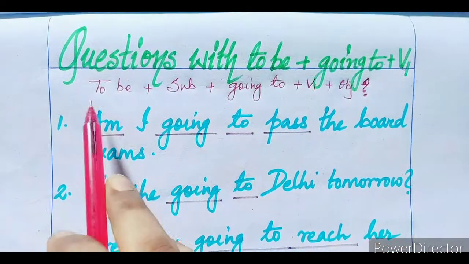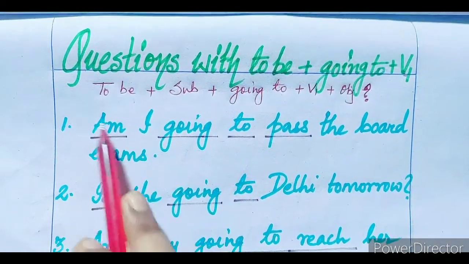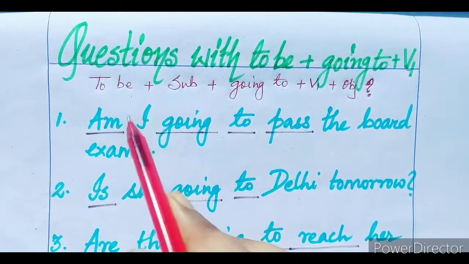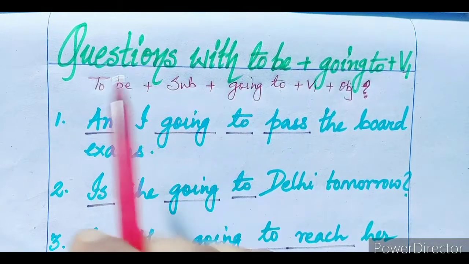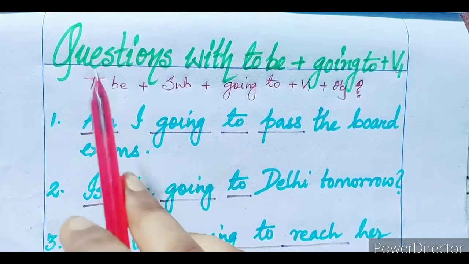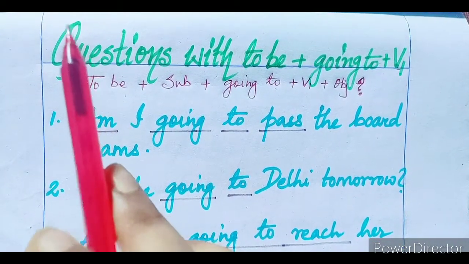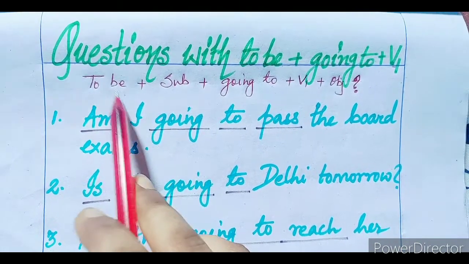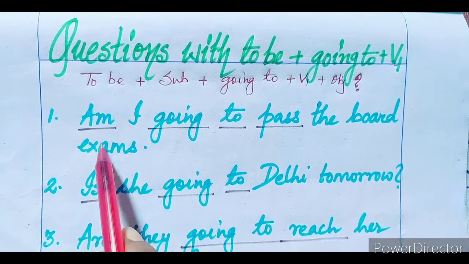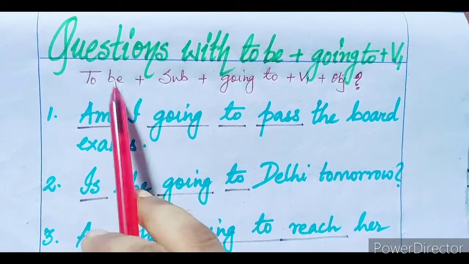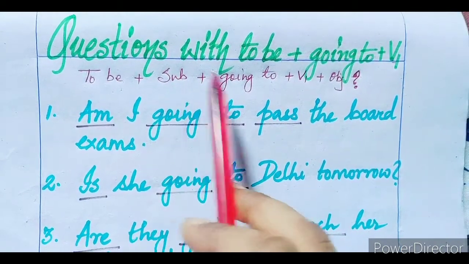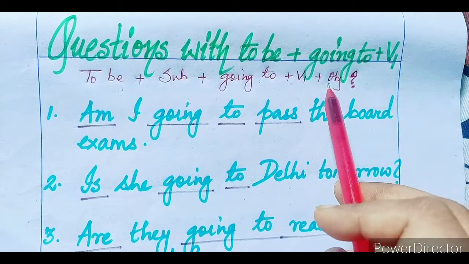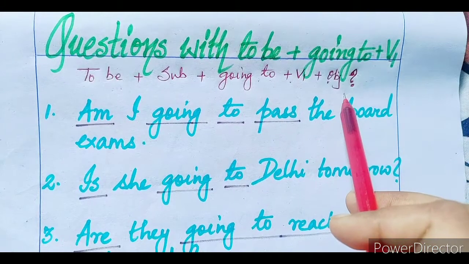Now we use the structure to be. Now to be could be am, is or are in the present tense, or it could be was and were in the past tense, anything. But we are going to indicate it for the future. Okay, so we will always use to be in the present tense form, that is, is, are or am. Keep this in mind. So to be plus subject, then comes going to, then comes the base form of the verb plus the object or the complement, which again ends with a question mark.